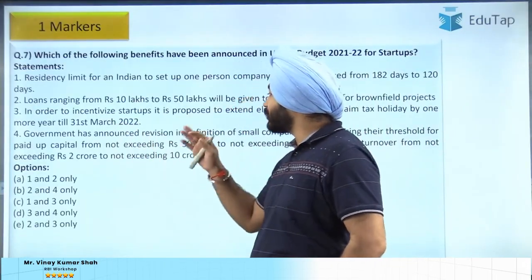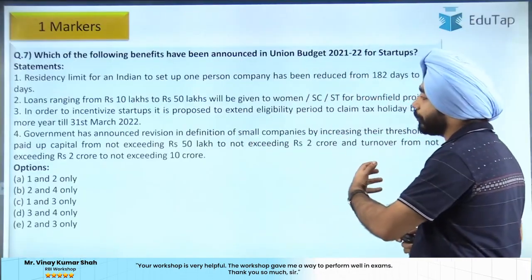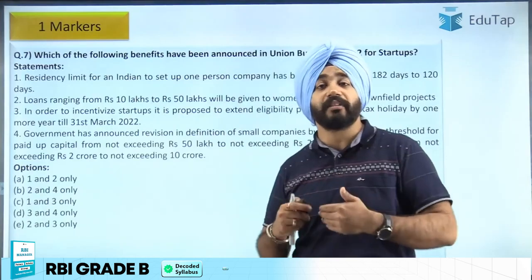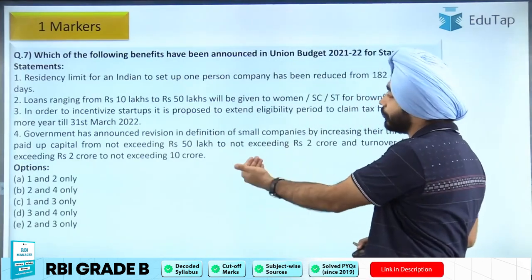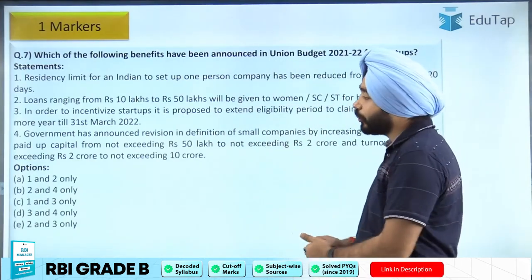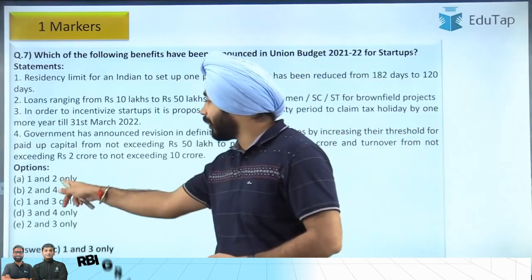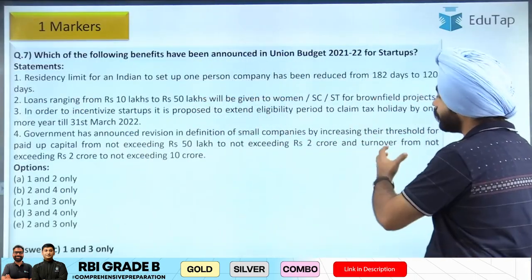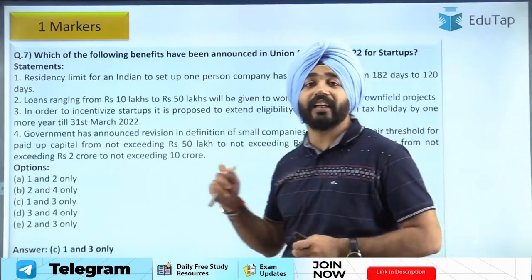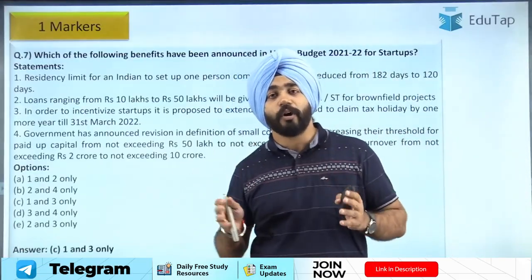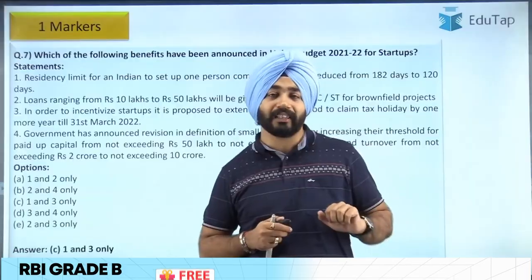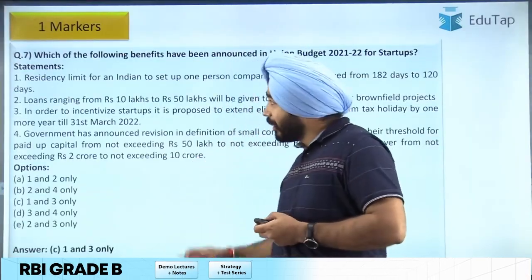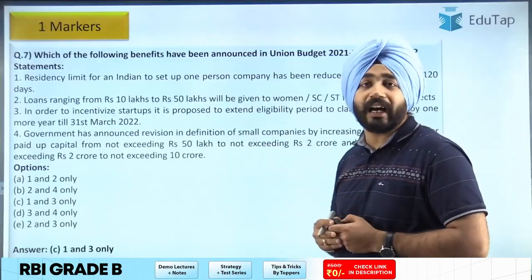Then the government has announced the revision of the definition of small companies. A very important thing that has taken place, because the definition of MSME was changed. So this was a thing that has been asked in the question also. Here, guys, the answer was option number 1 and 3. So the first and third statements were correct, because the statement given here was incorrect about the definition of small and medium enterprises or small and medium companies. So this was the question, that is 7 questions that were asked from reports.